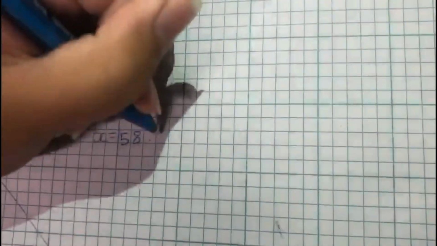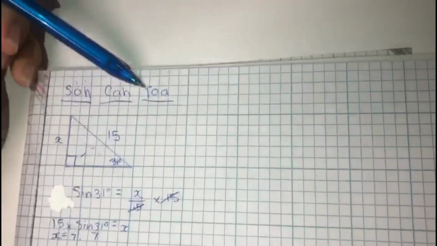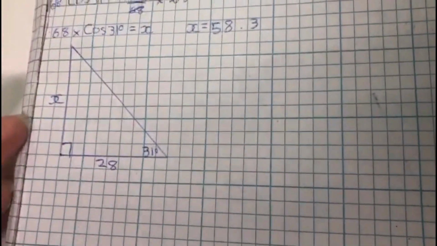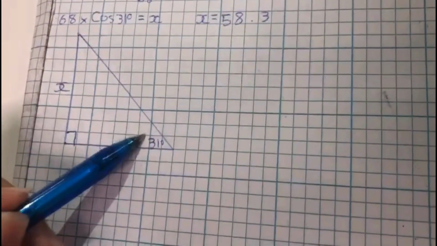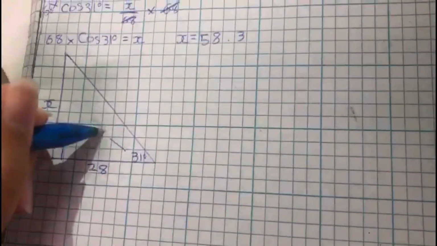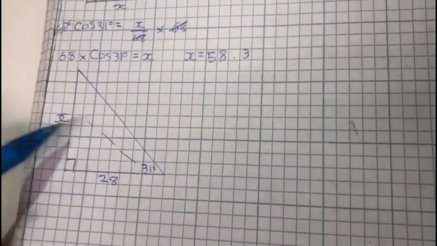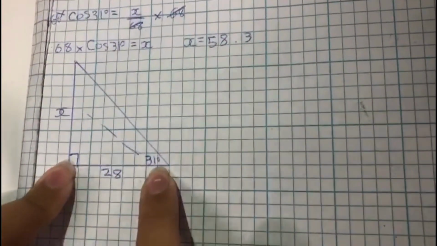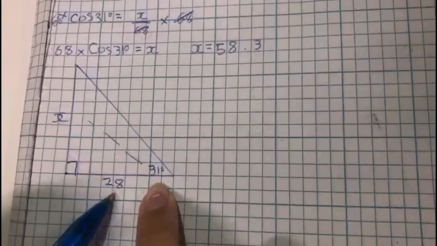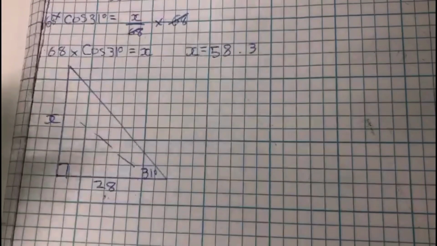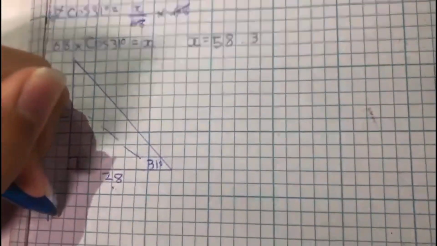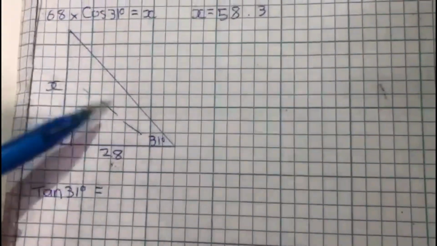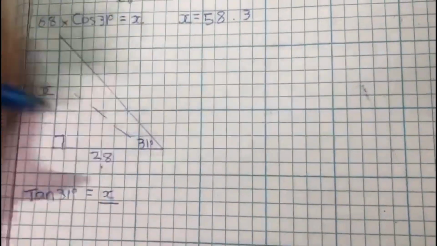So 58.3. Our last equation is TOA, which is tan. To find this, you need opposite and adjacent. So let's look at our equation. We've got our opposite, which if you forgot is always directly across from your angle. Our angle 31 degrees. Across from that is x. And then adjacent is between the angle and the right angle. So if there's an angle and a right angle and there's a number between them, it's going to be adjacent. So for this, because it's tan, you write your angle, 31 degrees, equals opposite over adjacent.